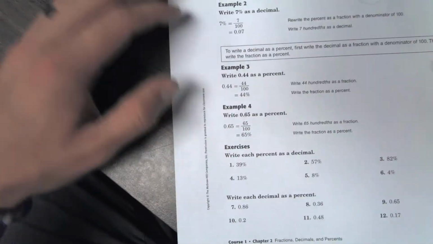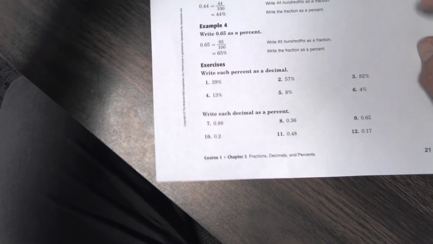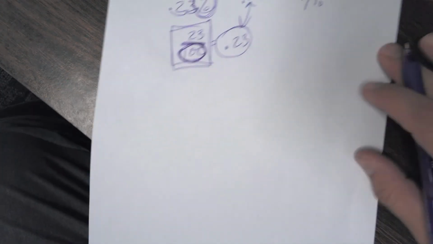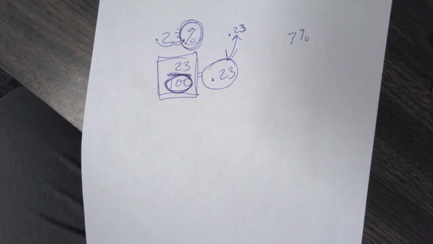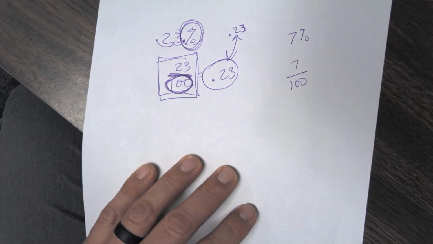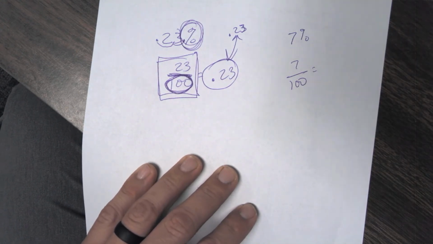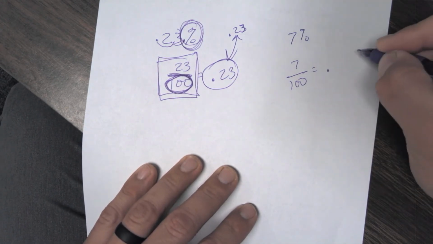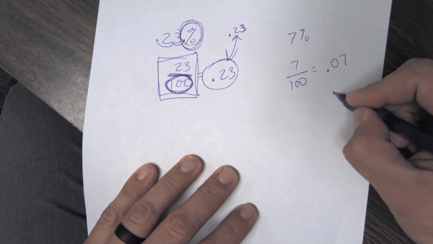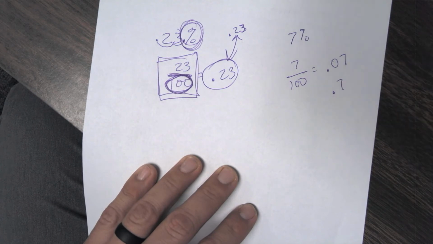So on the front, I want you to try to do 1 through 6. Actually, real quick, I want to do this one. 7%. We didn't talk about that. So like I was saying, it's still out of 100. So it's 7 hundredths. Written as a decimal, though, it's got to be your decimal point, a 0, then the 7. It's not just decimal and then 7. That's 7 tenths. This is 7 hundredths.